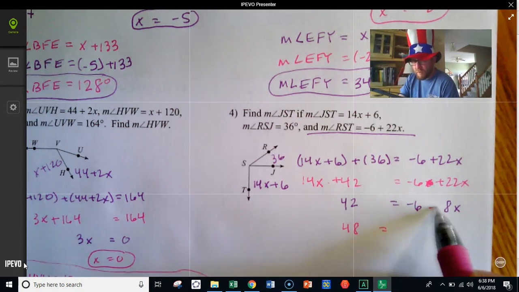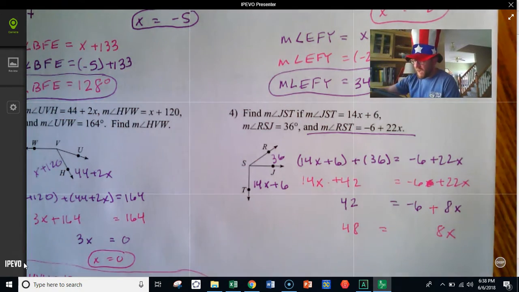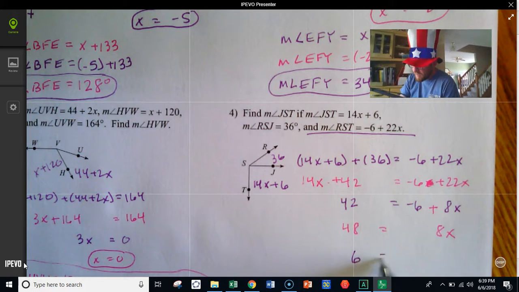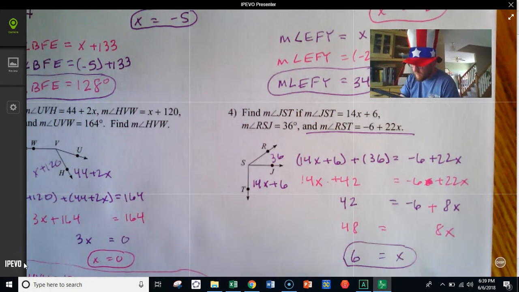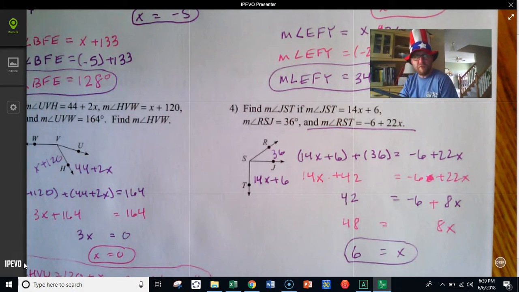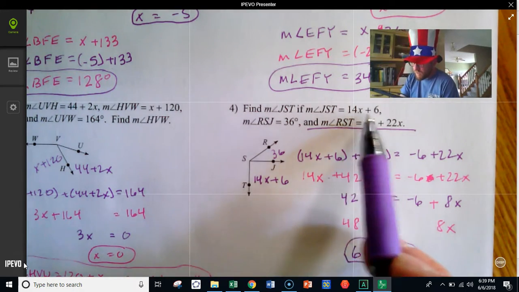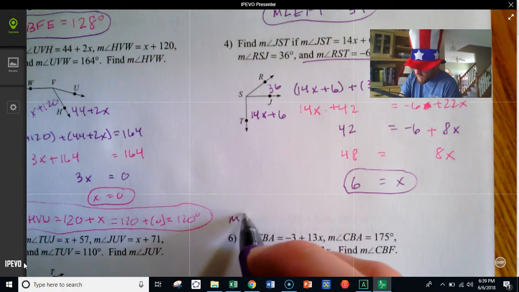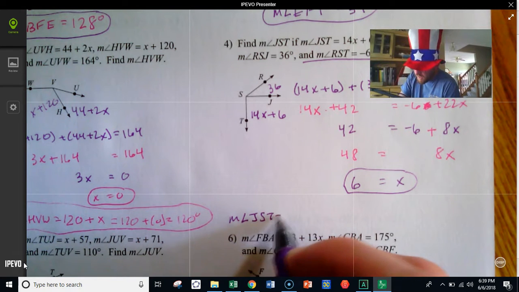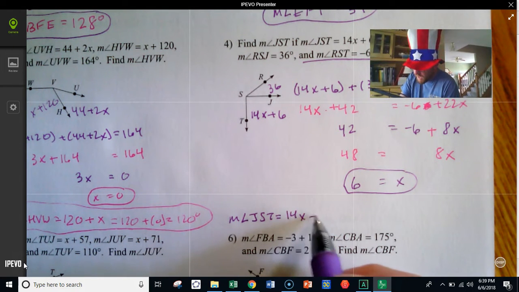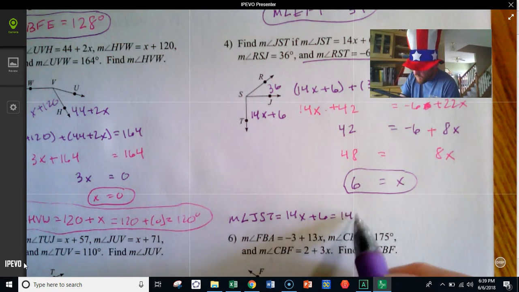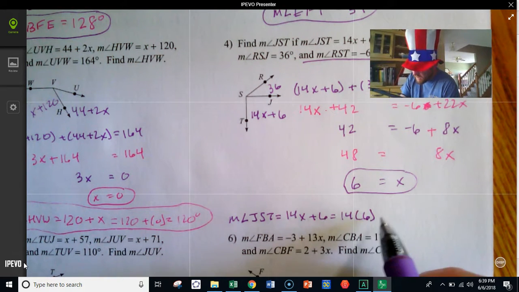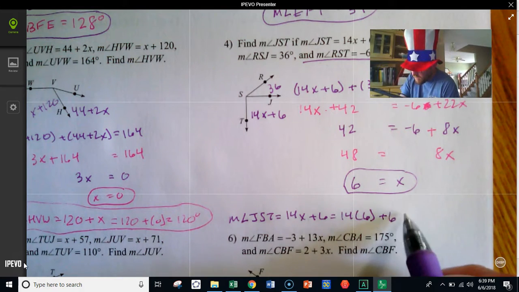So this was a plus up here, by the way. Now I'm going to divide by 8 on both sides in order to get this x by itself. So we've got 6, that's 48 divided by 8 is 6, equals x. All right. Now, we were supposed to find JST, and JST was 14x plus 6. So let's see. Measure of JST is 14x plus 6, which is 14 times 6 plus 6.